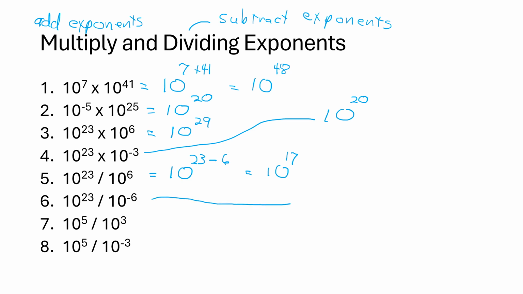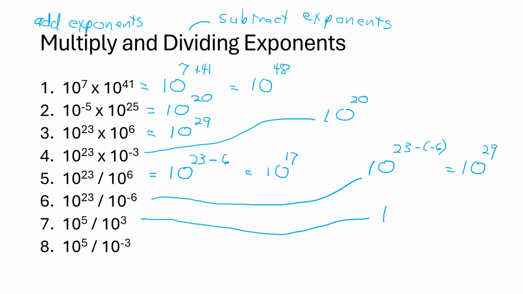On number 6, when we're dividing those numbers, we subtract exponents, so that's going to be 10 to the 23rd minus a negative 6. So 23 minus a negative 6, that's going to be equal to 10 to the 29th. And the next number is going to be 10 to the 5 minus 3, which is the same thing as 10 squared. And that last one is going to be 10 to the 5th minus a negative 3, which is the same thing as 10 to the 8th. Whoa, sorry, 10 to the 8th.